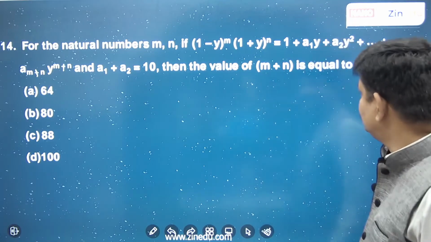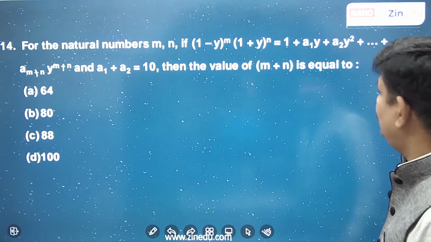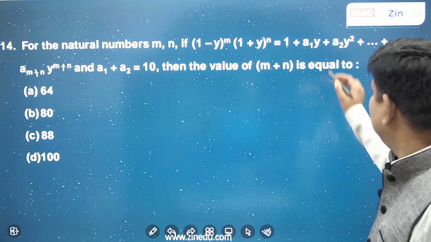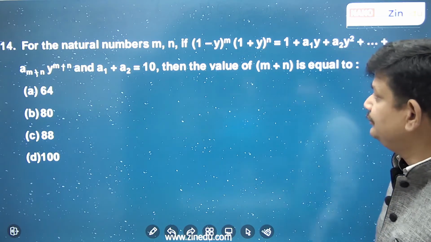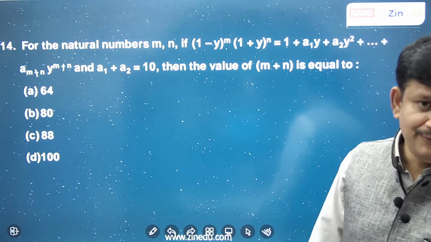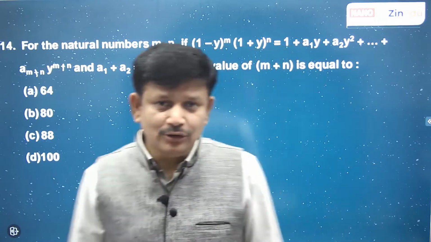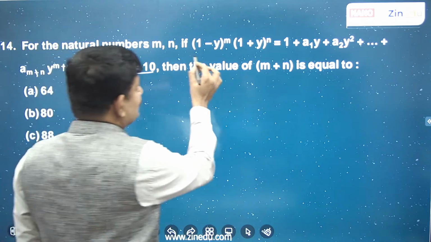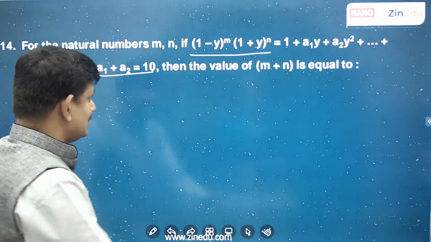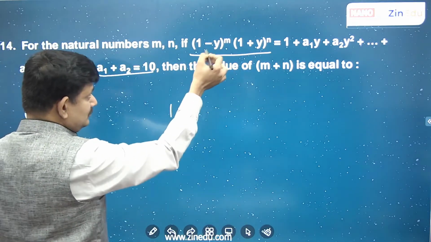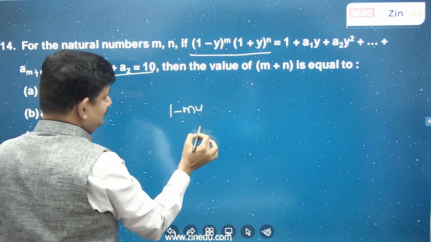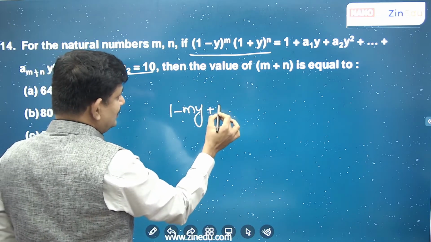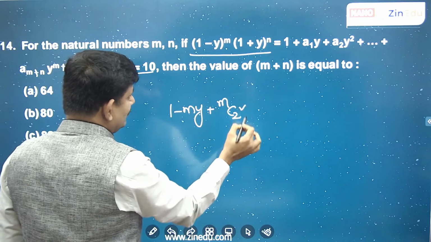Let us try to solve this, not making it very complicated. A1 is what? Coefficient of y. How will you get coefficient of y? He is just talking about coefficient of y and y square. So let us focus on coefficient of y and y square here. 1 expansion is 1 minus my plus mc2y square.